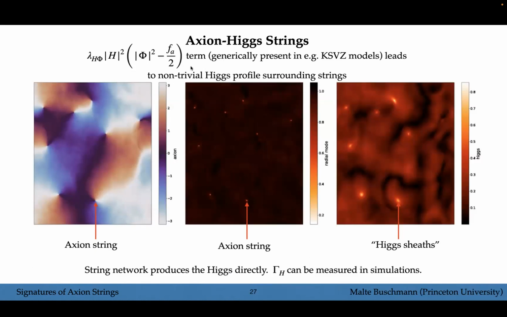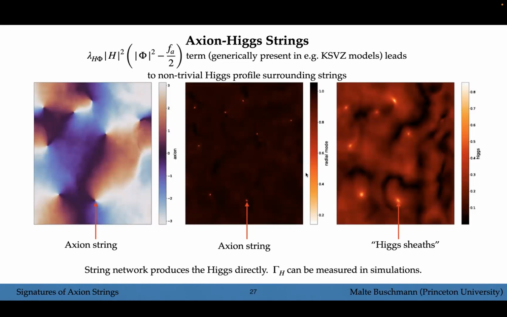Because generically you expect to have some kind of term in your potential that looks something like this. You just couple your Peccei-Quinn field to your Higgs field. Now, if you do that, what we did is essentially we simulated our normal PQ field, but simultaneously also included the Higgs field and have them both coupled through this kind of term.